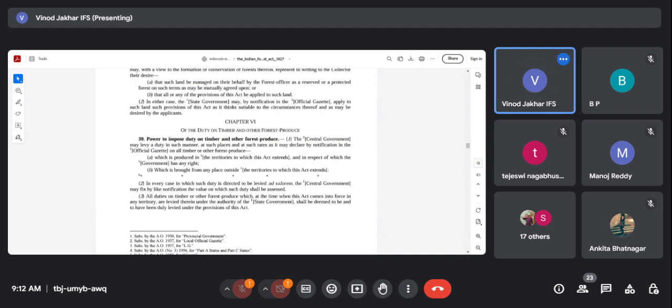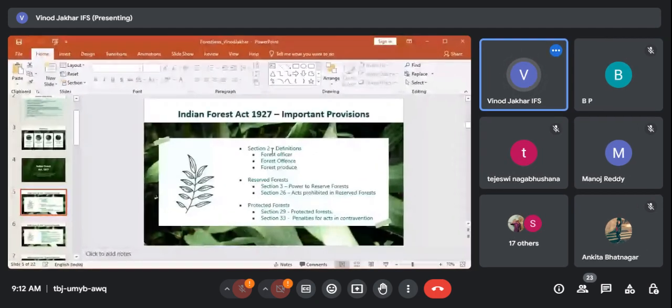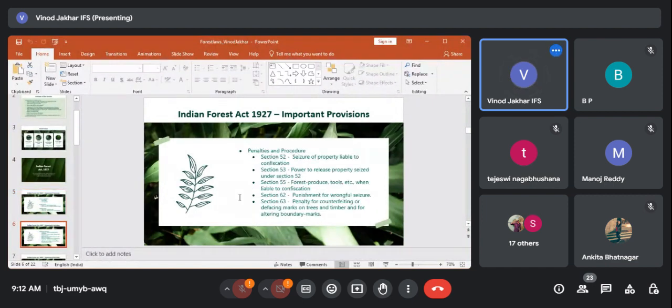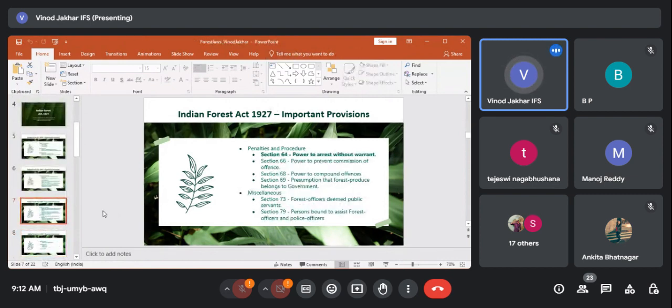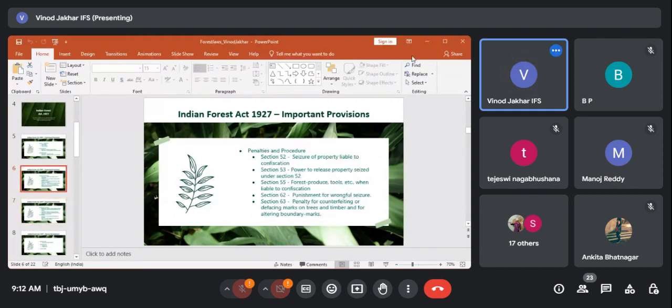So this is about the reserve forest and protected forest. Section 29, who can declare, and section 33, the penalties for contravention of section 30, that is reserving the trees in protected forest. This section is important. What are your powers under the Indian Forest Act 1927? Can you seize the property? Can you release property? Can the forest produce be seized? Who can do this? Then counterfeiting or defacing boundary marks. Then can you arrest without warrant? Can you prevent commission of offense? So I'll again change the screen. You can see the provisions yourself.